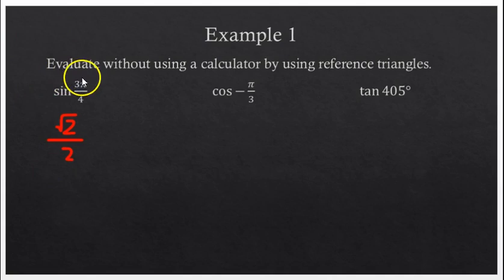So that was our first example, sine of 3 pi over 4. We drew a triangle based on where this angle was located, and then used the rules for opposite over hypotenuse to get this answer.